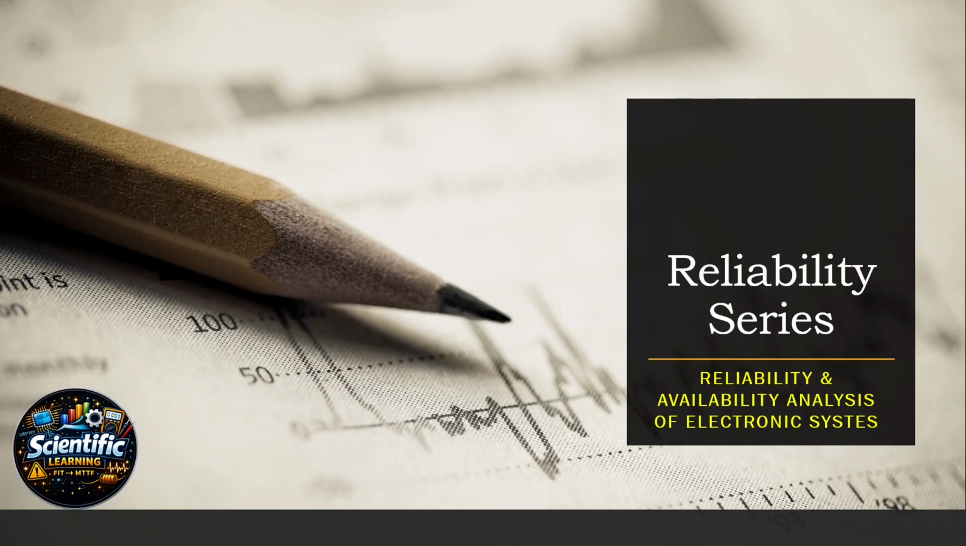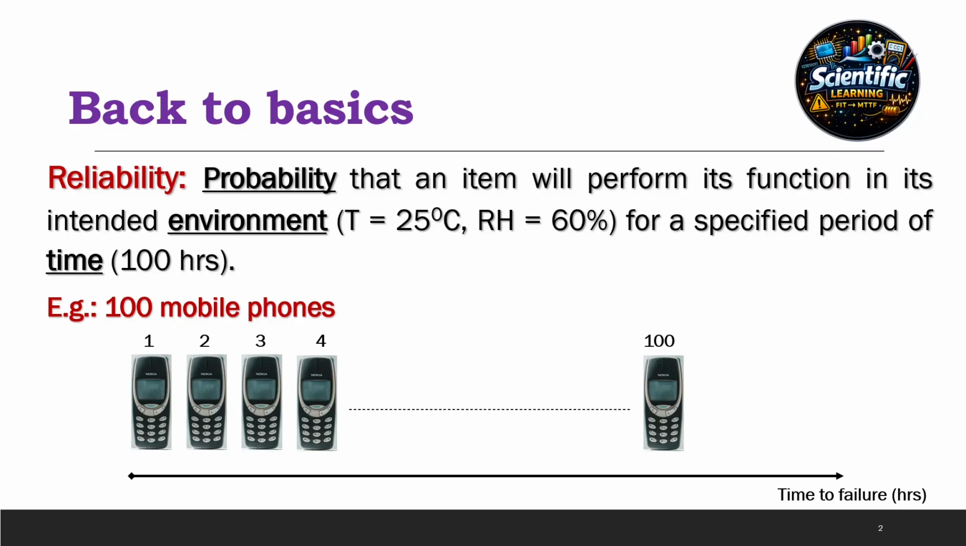Hello everyone. In today's video, we will understand how to estimate reliability and availability of an electronic system with a real-world example. So let's begin with the basics. In reliability engineering, reliability is defined as the probability that an item will perform its function in its intended environment for a specified period of time.